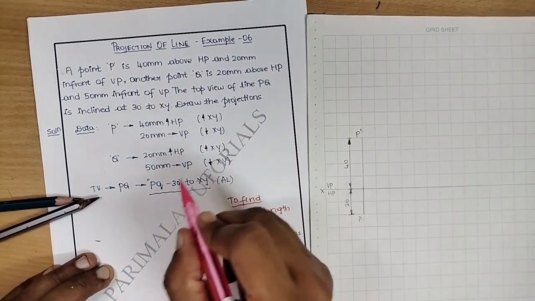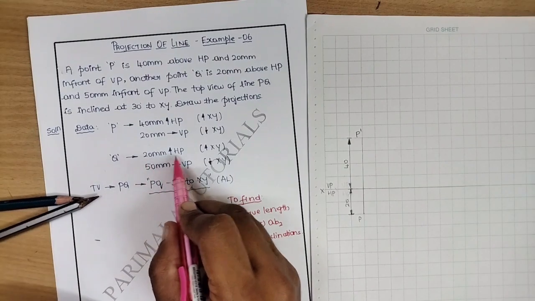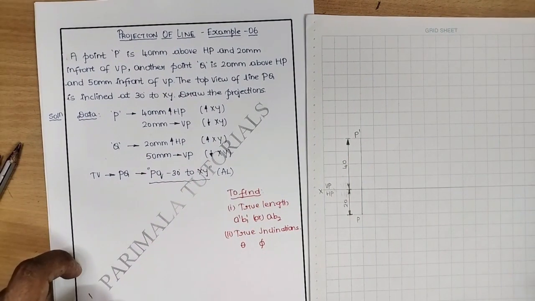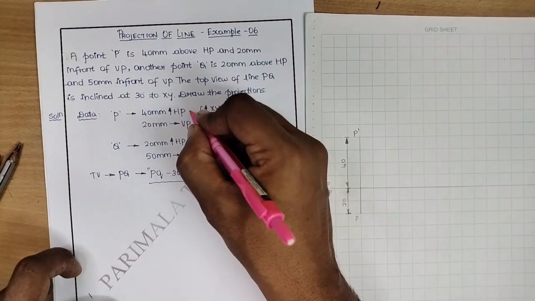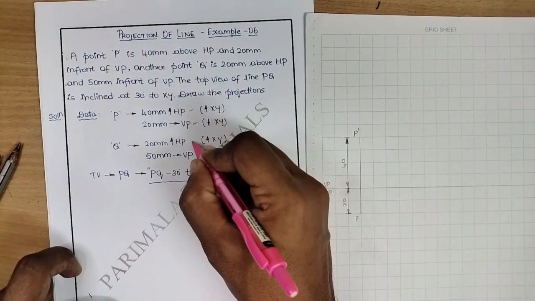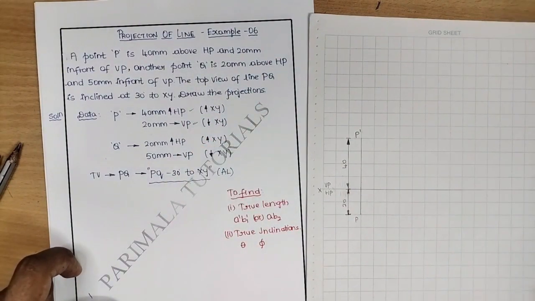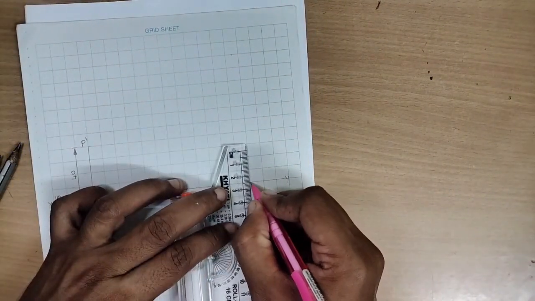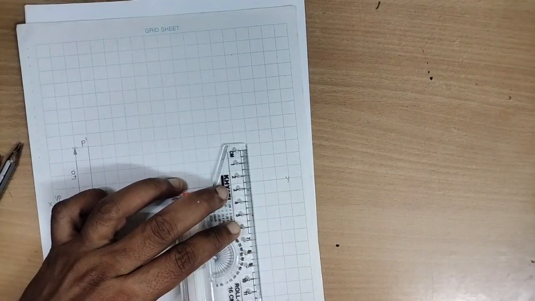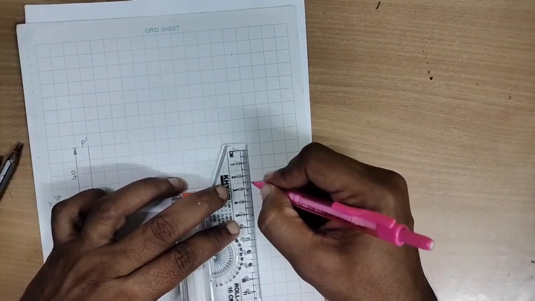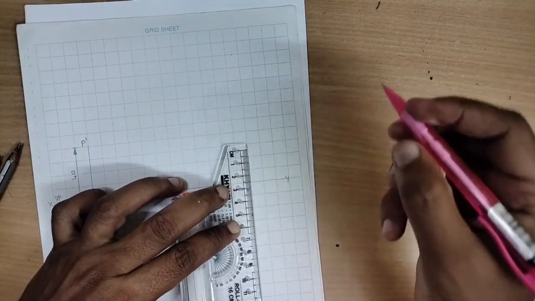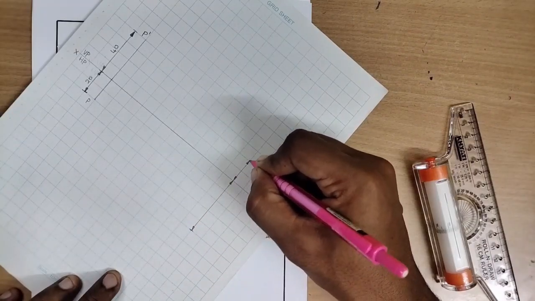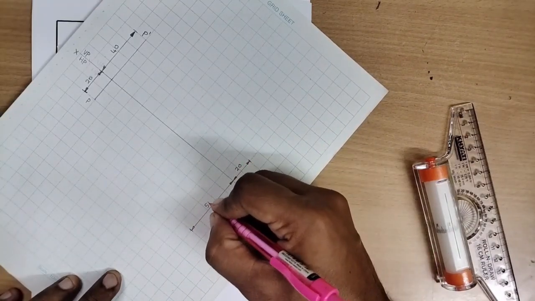Next, we are having one more locus, that is Q is 20 mm above the HP and 50 mm in front of VP. Quite tricky here. Let us do it with utmost care. These two dimensions are taken. Now 20 mm above HP and 50 mm in front of VP. So towards the other end of the sheet, let us mark 20 mm above the horizontal plane, that is above the XY line. 20 mm followed by 50 mm. So this is 20 and this is 50.